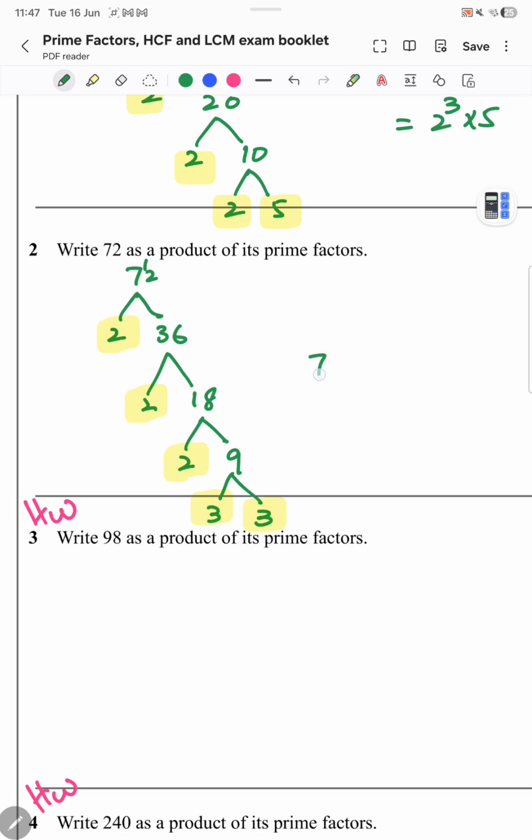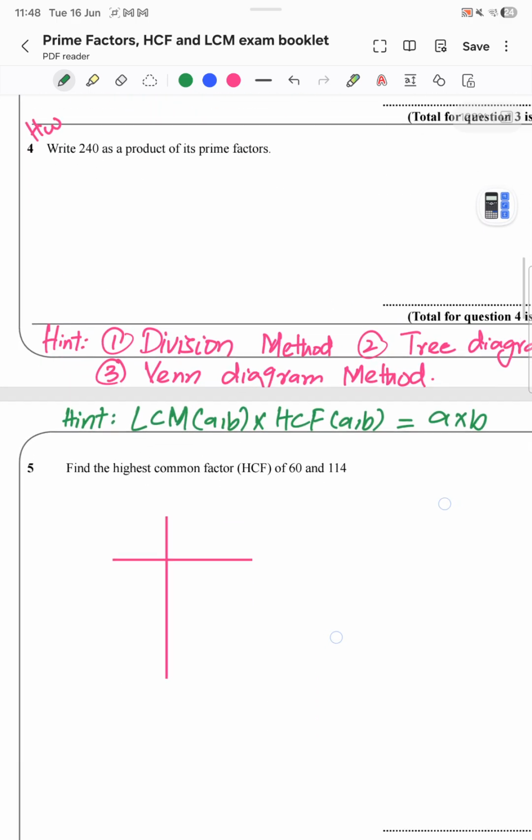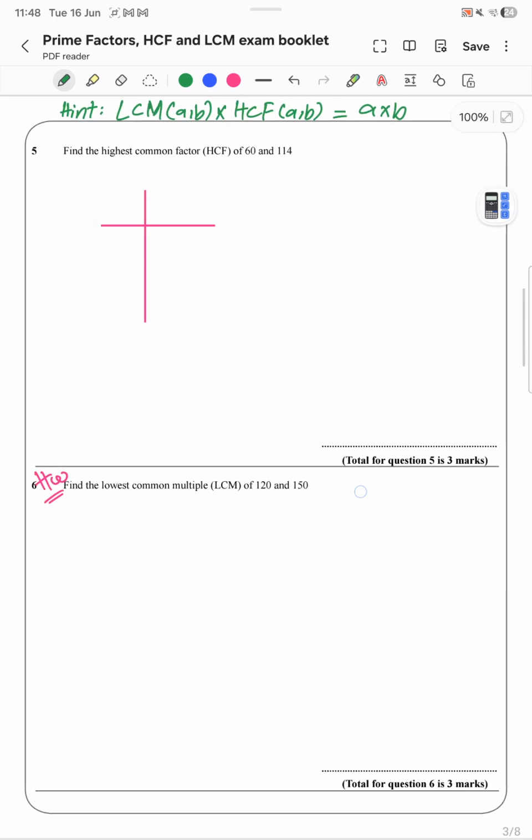So we just need to multiply them. So 72 equals, we got 2 three times, so it's 2 power 3, and we got 3 two times, so 3 power 2. This is the way to write a number as a product of its prime factors. The next two questions you can try as homework.